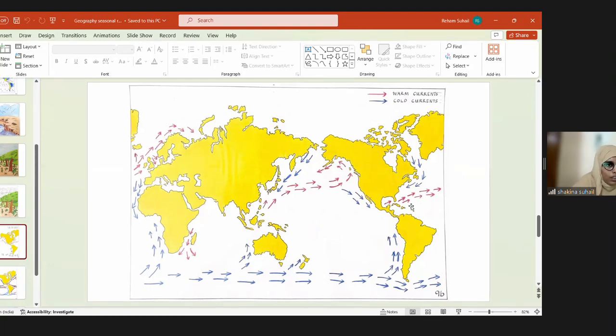So the cold current also affects the land masses. Not only the hot currents, but also the cold currents affect the land masses. Though they are in the ocean, these cold currents cool the land masses and make the coastal area temperate. If you look at all the cold currents, they are moving towards the coastal areas. And that's the reason for them to make it temperate.